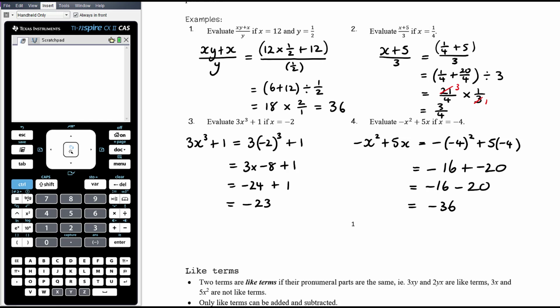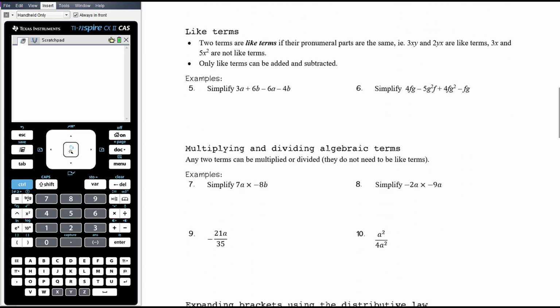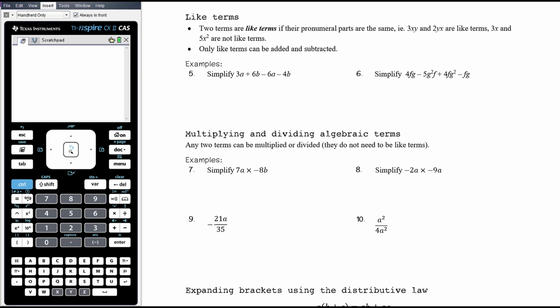Okay, so I know that's simple number work, but fractions in fractions, squaring negatives, all those things I know are things that students commonly make mistakes with. So it's really important that we think a bit consciously about what we're actually doing. Okay, the next thing we want to look at is something quite straightforward, like terms.